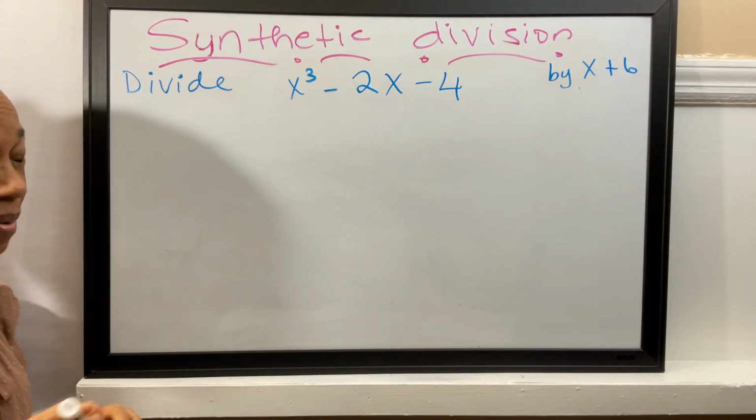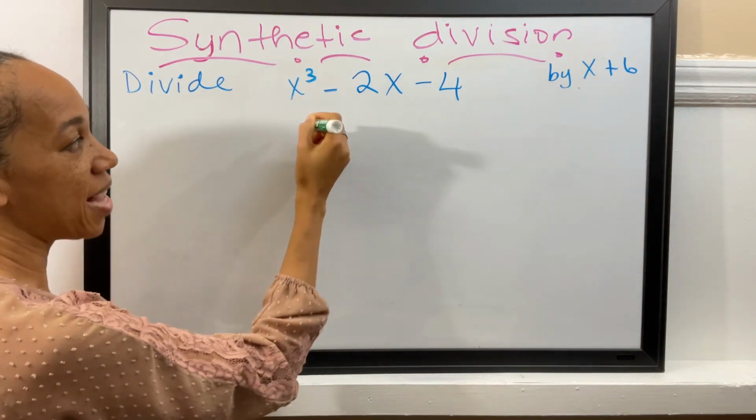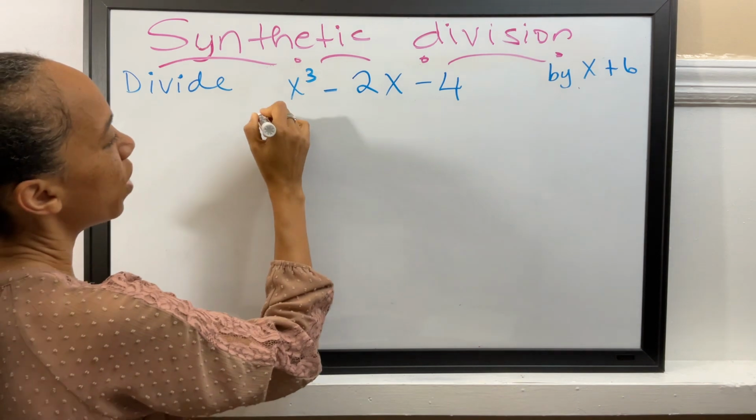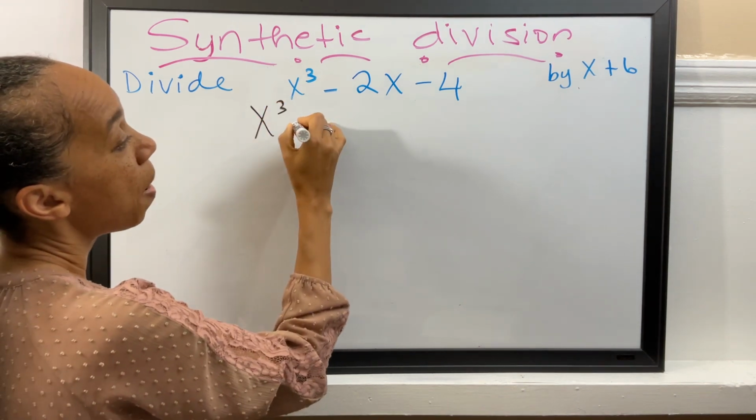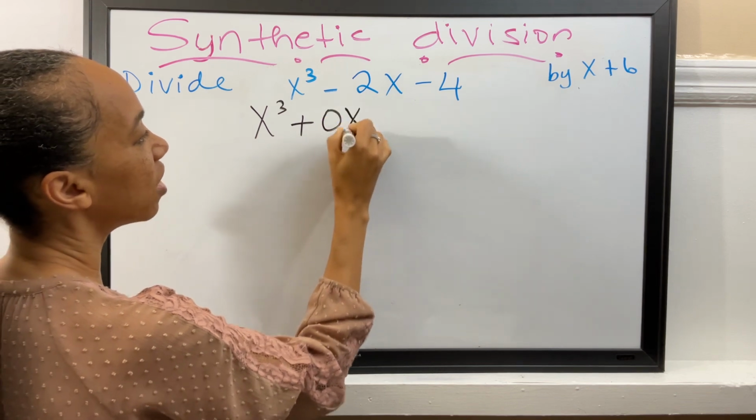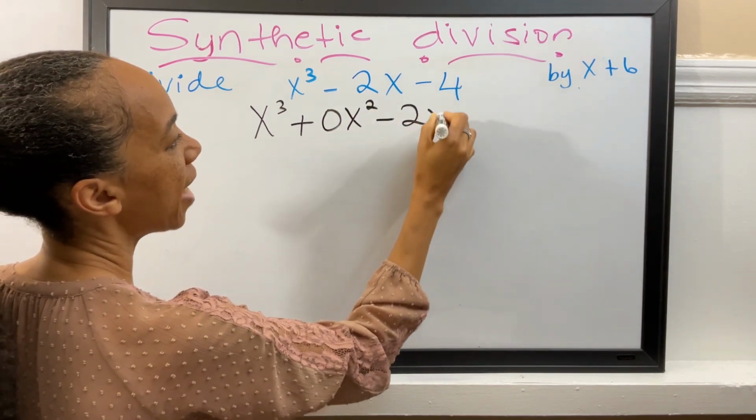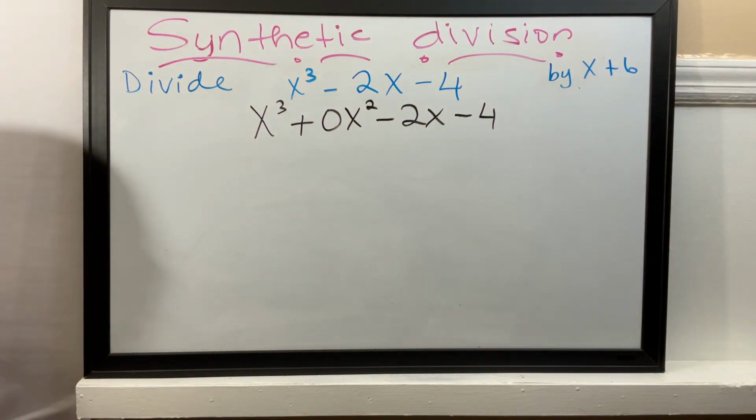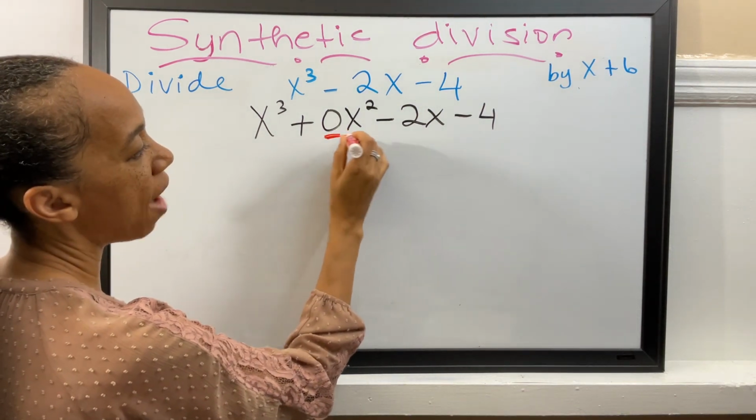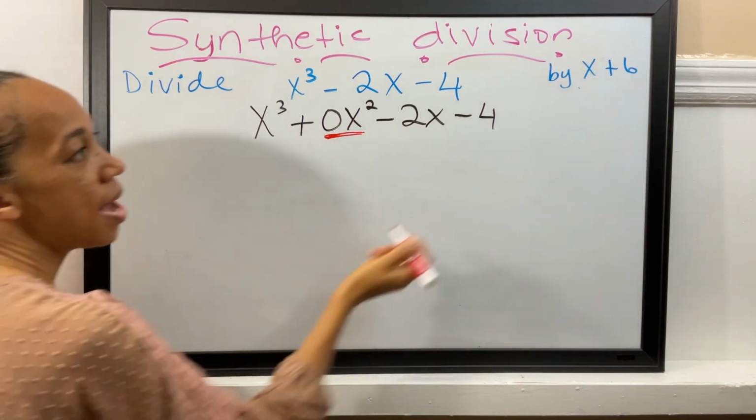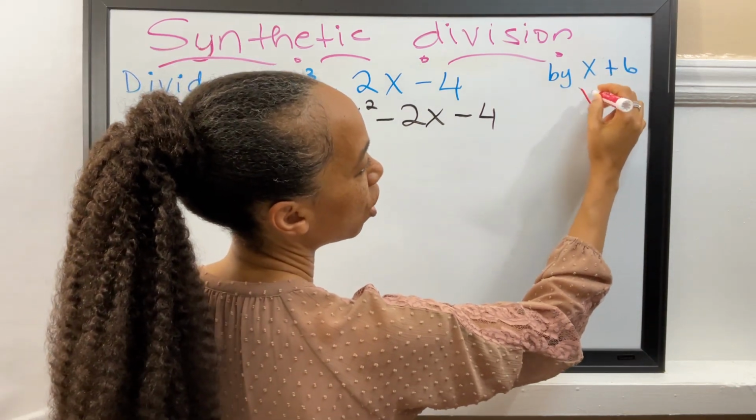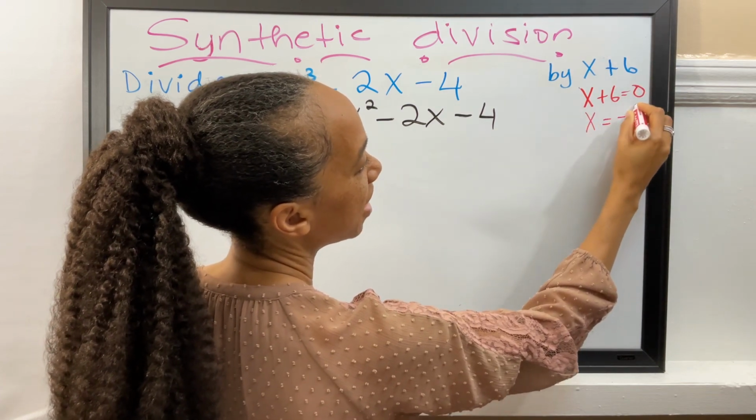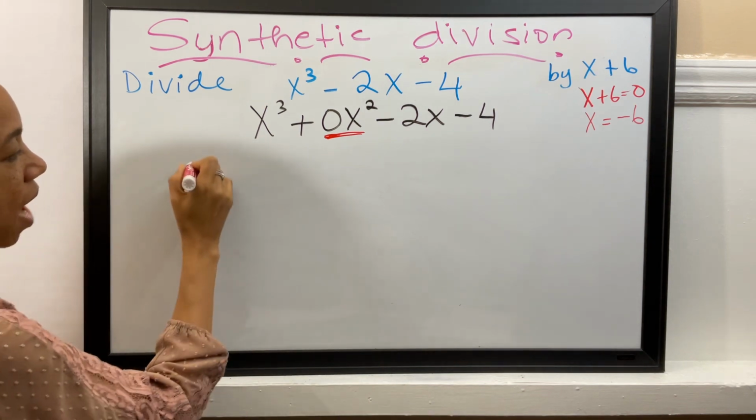So because we're missing the term with exponent of 2, we are going to rewrite this in the form such that we can put in that missing term. So we're going to rewrite it as x to the third power plus 0x to the second power minus 2x minus 4. Always do that. If you don't do that, you are going to run into problems. This is what you have to put in, a 0 placeholder there. Then you're also going to set this equal to 0, as I told you before. So now it's going to be x equals negative 6. All right? Remember now, x equals negative 6.